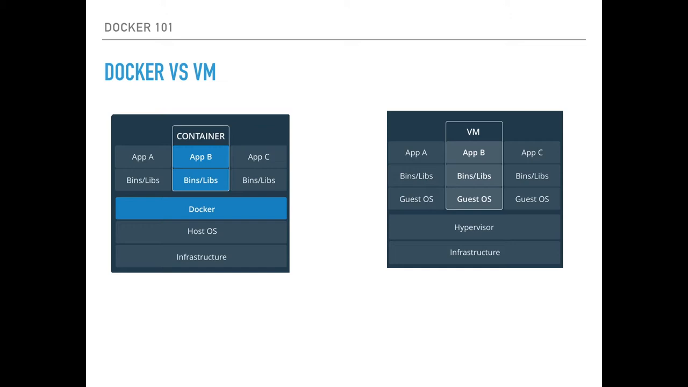So what's the difference is in Docker, on top of the infrastructure, you have the host OS. So right now you guys are using Mac, right? Then on top of that, you have Docker. And then everything else is just the library itself, the app. We don't have the guest OS.